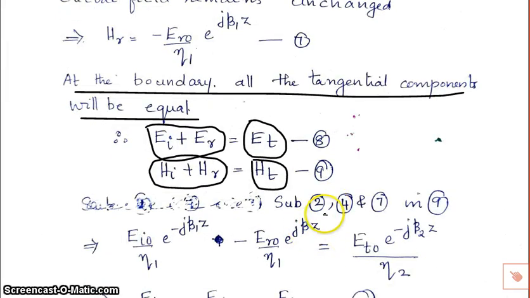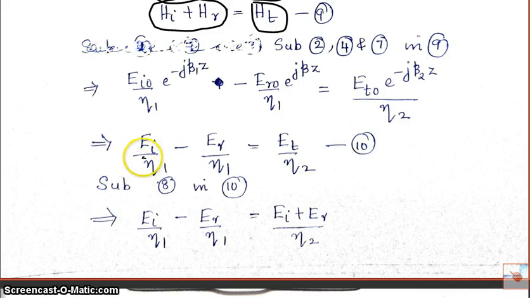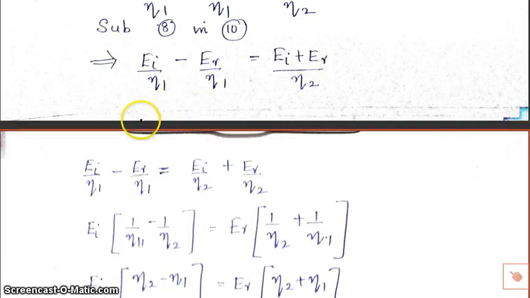Now I am going to substitute 2, 4 and 7 in my equation 9. So I can write like this: Ei naught by eta 1 exponential minus j beta 1 Z minus Er naught by eta 1 exponential j beta 1 Z is equal to Et naught exponential minus j beta 2 Z by eta 2. The exponential term gets cancelled, so finally I will get Ei by eta 1 minus Er by eta 1 is equal to Et by eta 2. That is my equation 10. Then I am substituting 8 in 10, so I will get Ei by eta 1 minus Er by eta 1.